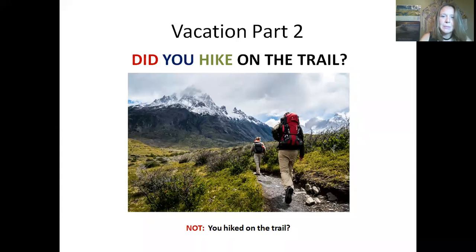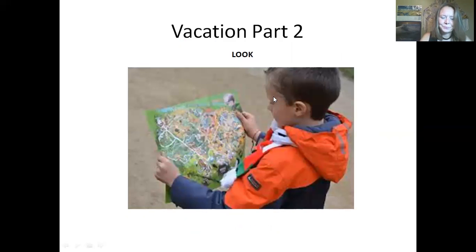If you came up with did you hike, you are correct. A common error that people make when they're learning to form questions in past tense in English is they'll keep the exact same sentence construction of a statement and just put a question mark on the end. You hiked on the trail? Nope. Did you hike on the trail is correct English. Let's take a look at one more.